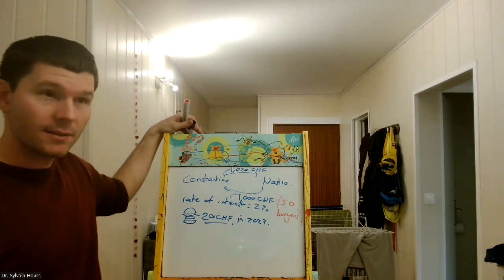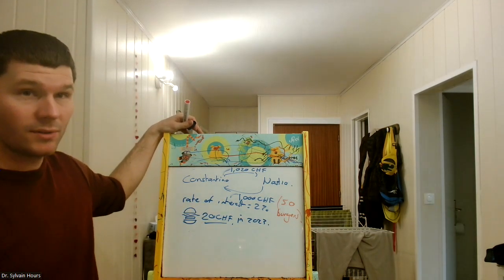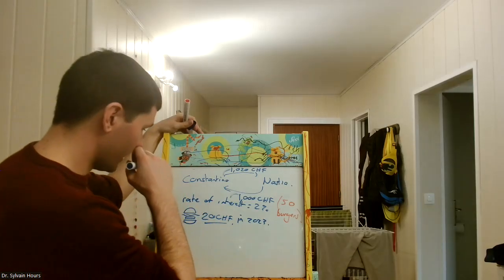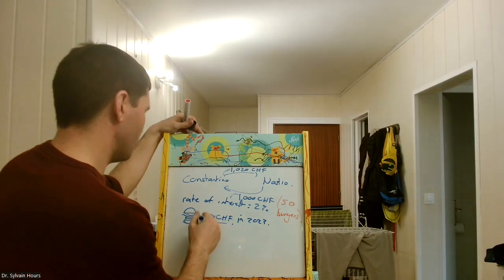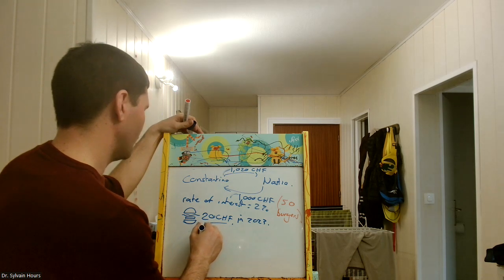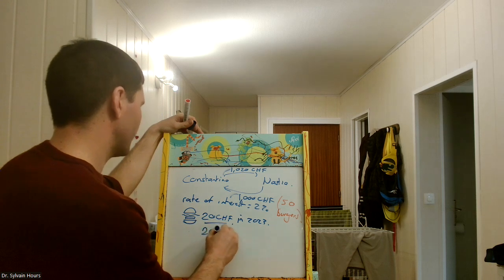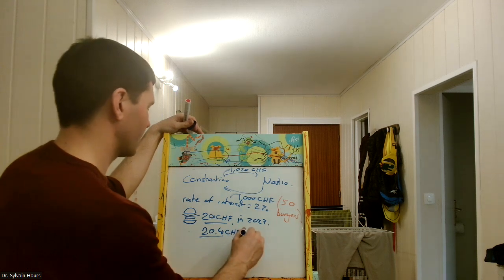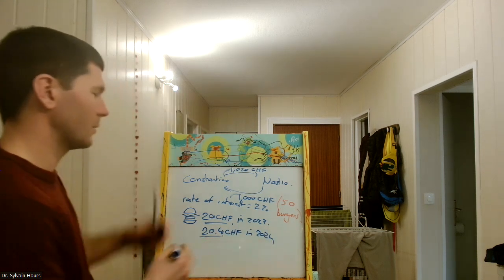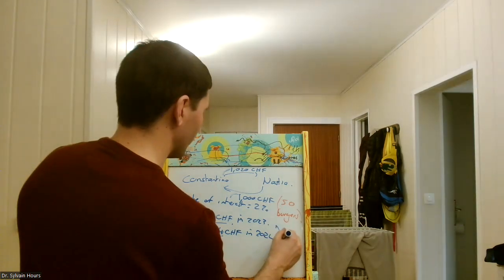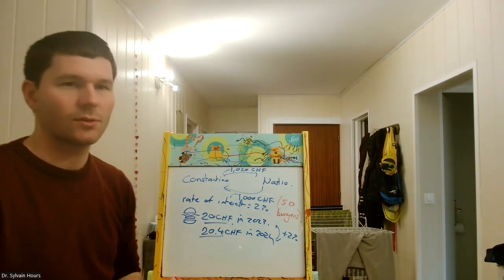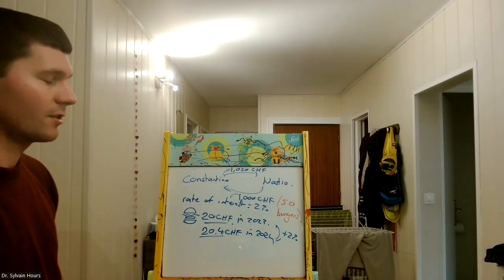But we expect that there will be a rate of inflation of 2%. So we expect that a burger will cost, so 1% is 0.2. So if I'm correct, we expect that one burger will be 20.4 francs in 2024. Okay, that would be plus 2%. Well, again, that's just assuming that the price of the burger will behave like the average prices in the economy.